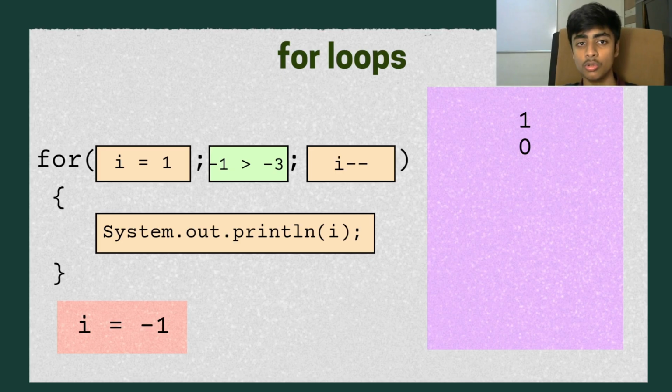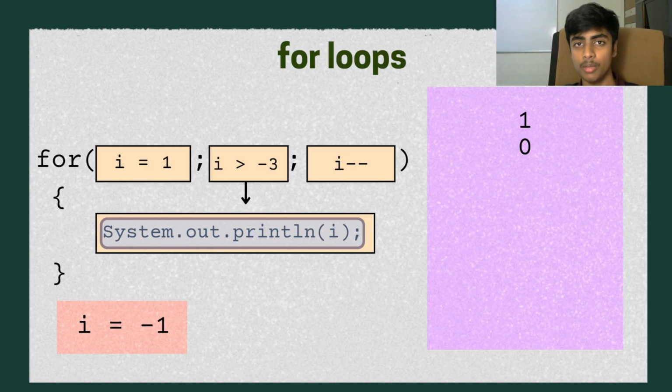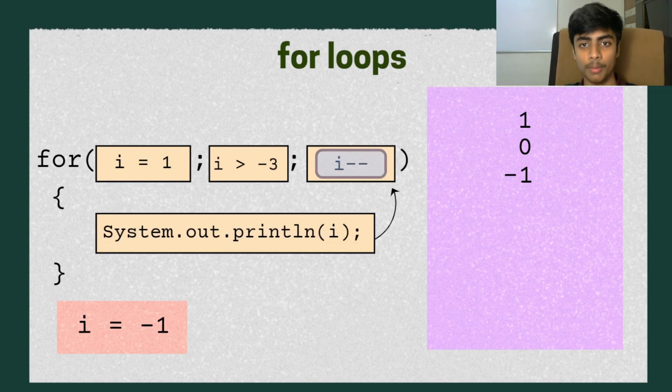Since our condition is true, you're going to move on directly to the println statement. Again, the println statement is printing I. I is minus 1, so you're going to see a minus 1 on your output window. You're going to go back to the update. You're going to decrease I by 1. So since I is minus 1 currently, it's just going to be minus 2.